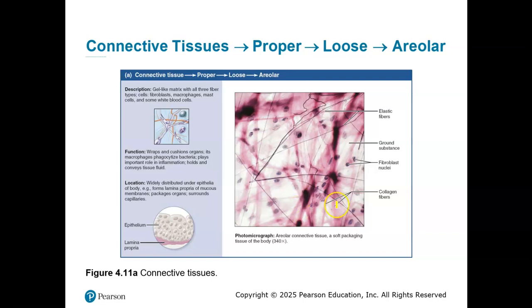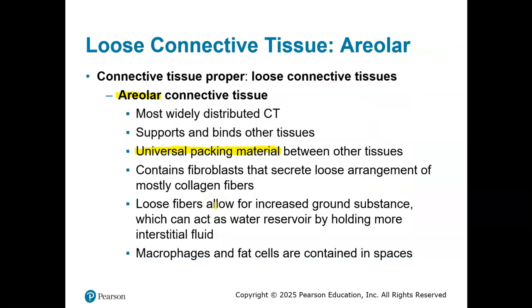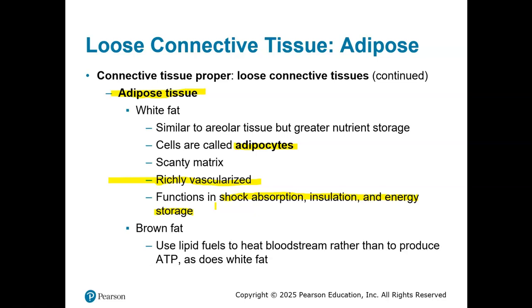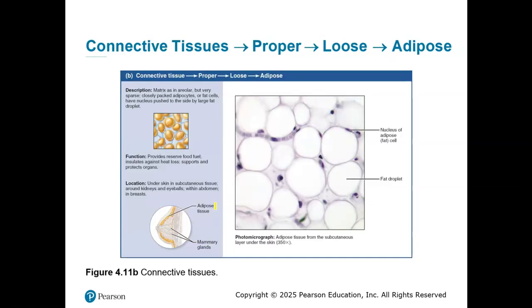I was going to say, I didn't see anything about areolar tissue as far as its blood supply, but it is vascular. Okay, so areolar and adipose are both vascular. They do contain a blood supply.